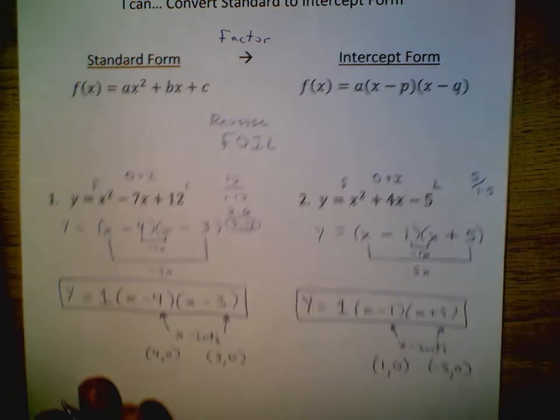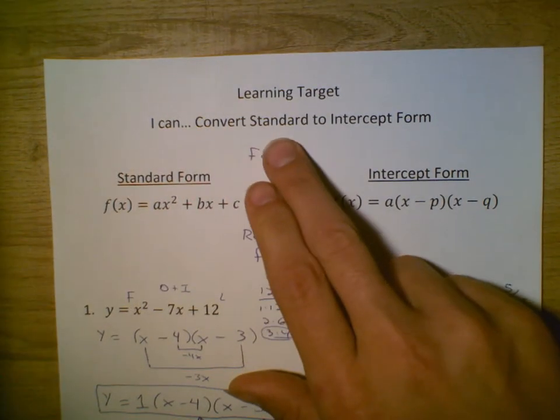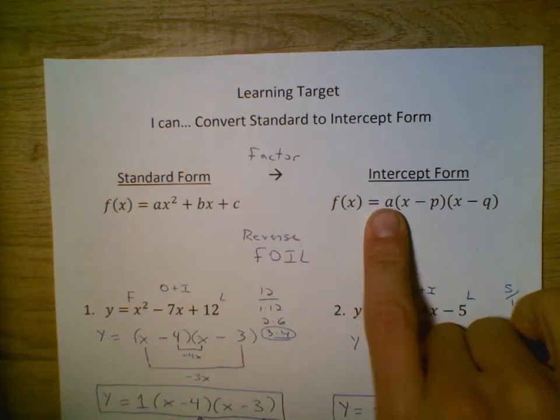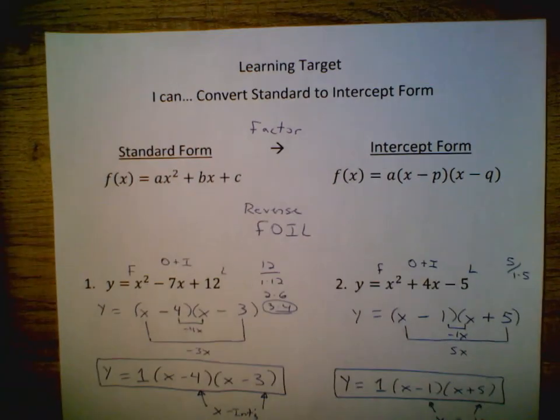Okay, so just to recap, if you want to convert from standard form to intercept form, just go ahead and factor it, and then remember the opposites of these values are your x-intercepts.